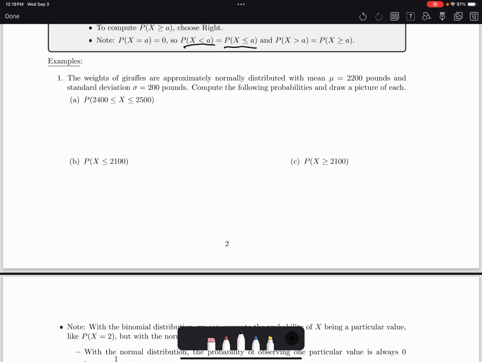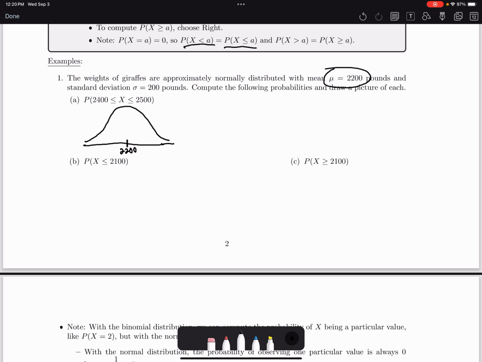I'm not sure there's actually enough room to draw pictures of each of these, but we'll do our best. So for part A, we want the probability that x is between 2,400 and 2,500. In other words, we want the probability that a giraffe weighs somewhere between 2,400 and 2,500 pounds. So just drawing a picture of this real quick, what you would do is give yourself a little normal distribution. Just do your best. The mean of the distribution should be right in the center of the distribution. So in this case, the mean should be right about there, and we were told that the mean was 2,200.